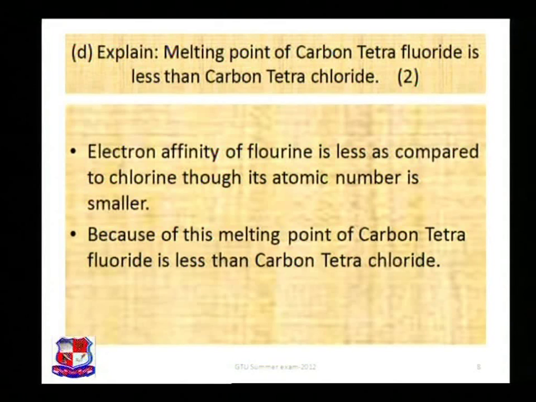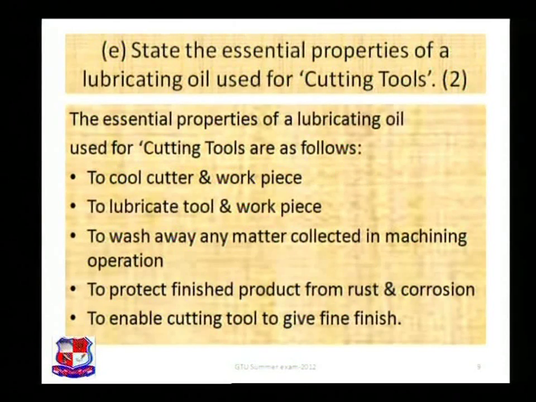The next question that is asked for the 2 marks, again an objective: the melting point of carbon tetrafluoride is less than carbon tetrachloride. You can write down the reason: the electron affinity of fluorine is less as compared to chlorine, though its atomic number is smaller, and this is the reason why carbon tetrafluoride has a lower melting point compared to carbon tetrachloride.